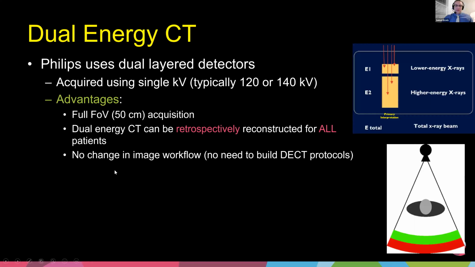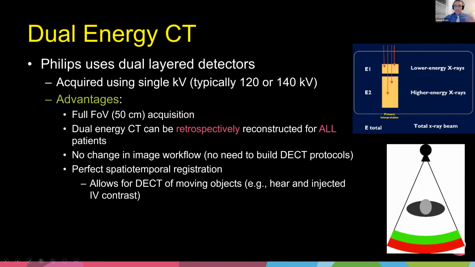So that is, in my opinion, one of the greatest strengths of the Philips dual layer detectors: you can do dual energy CT on every patient, irrespective of whether you know beforehand if you even need that dual energy. And therefore, you don't need to build special protocols for dual energy. Everything is just inherently both single or dual energy.